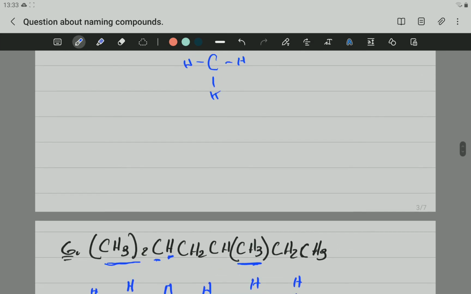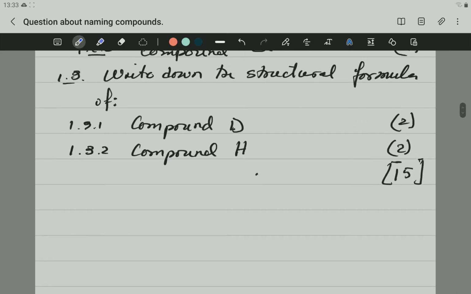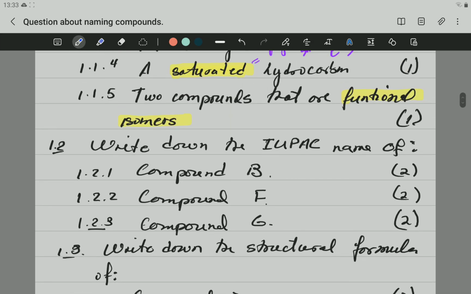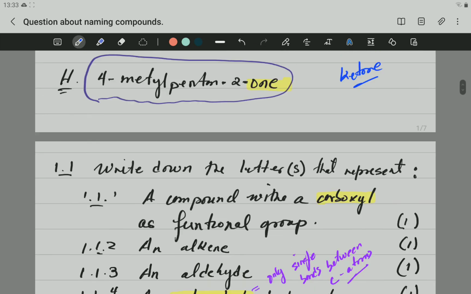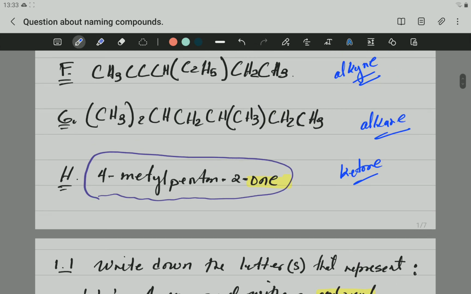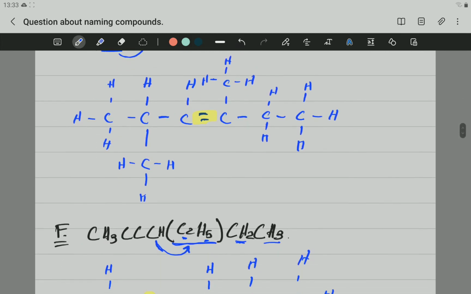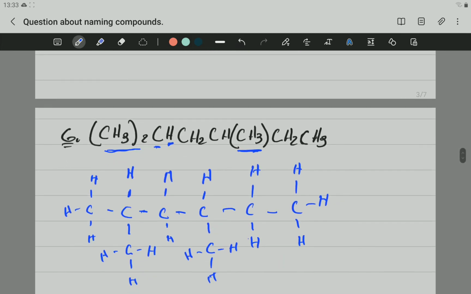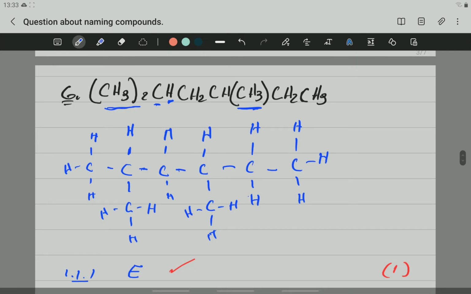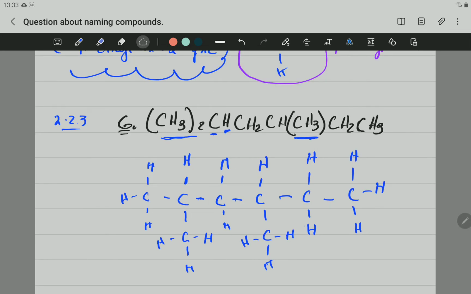We're going now to question 2.2.3, compound G. Now compound G is this one here. It's an alkane. We already have the structural formula for that one. Compound G is right here at the bottom, so we're going to use the structural formula that we wrote here to write the name of this specific compound. Okay, so here is the compound. Now we know it's an alkane, and therefore we'll finish in -ane.